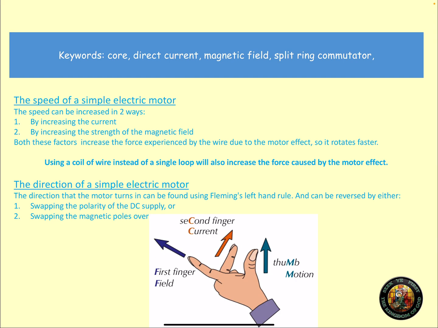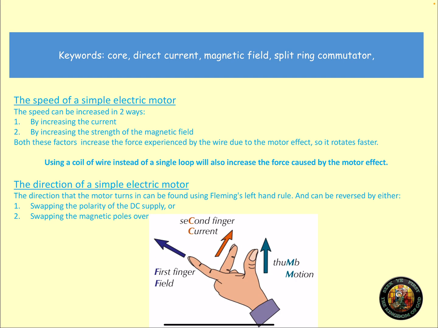So, how can we change the speed of a simple electric motor? Well, we can change the speed in two ways. You can either increase the current or increase the strength of the magnetic field. Both these factors increase the force experienced by the wire due to the motor effect, so it rotates faster. Using a coil of wire instead of a single loop will also increase the force caused by the motor effect. So instead of a single loop, they can use a coil.